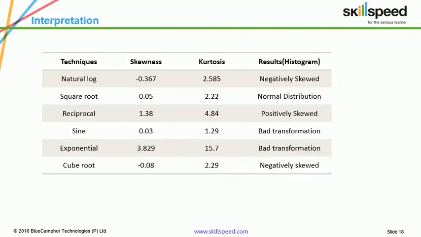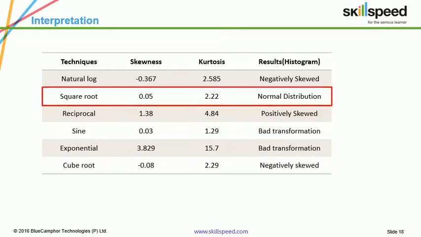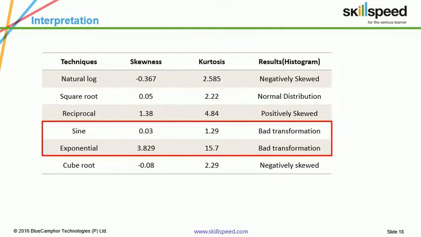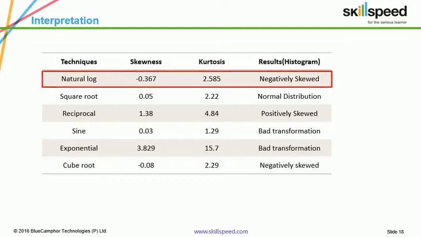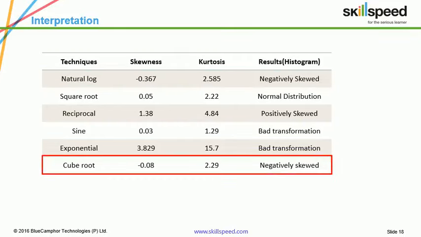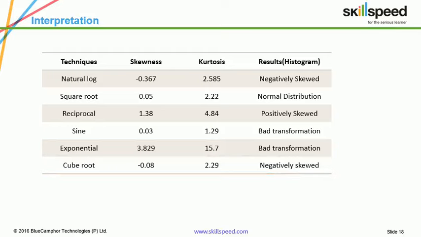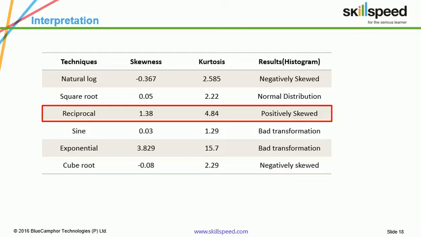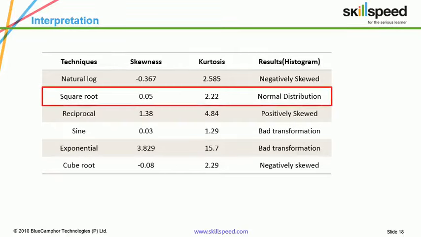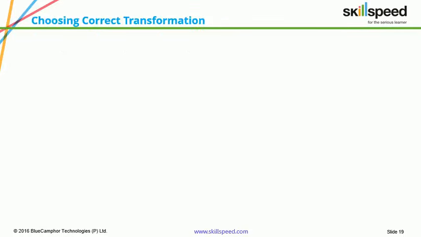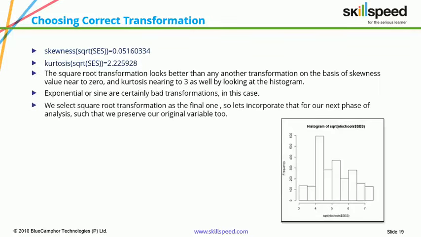Let's summarize. We understand that square root function has made little better in terms of normal distribution. Out of all these transformations, sine and exponential was a bad idea because they have shrunk the values as well as has scattered the values away from mean. Whereas natural log and cube root were the negatively skewed transformation as well as reciprocal has transformed it to a positively skewed transformation. So we can conclude that square root is a good bet. Let's go further with the square root transformation.